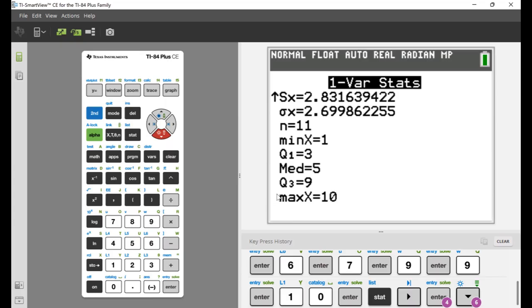So our minimum is 1, that's where our left whisker is going to go. And then Q1 is 3, that's the first part of our box. Median is 5, that's the second part of our box. Q3 is 9, that's the third part of our box. And our maximum is 10.